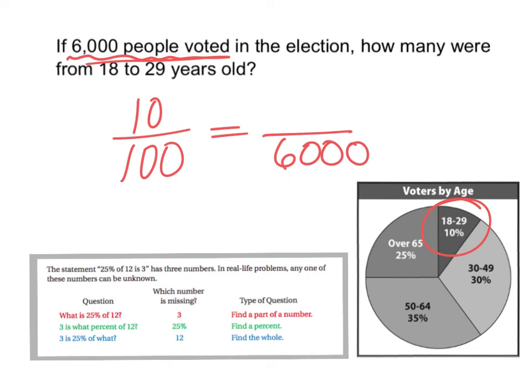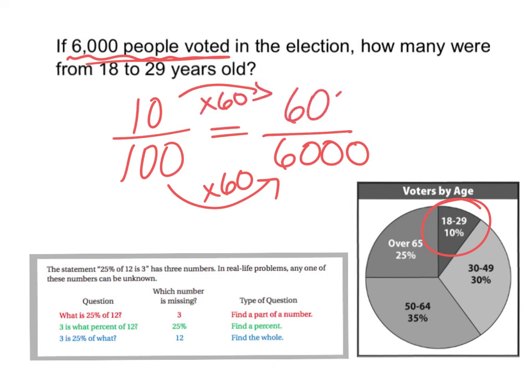So to solve this, I'm going to think about how do I go from 100 to 6,000. And so I can use mental math or my calculator. 100 times 60 will get me to 6,000. So 10 times 60 will get me to 600. That means this was 600 people.